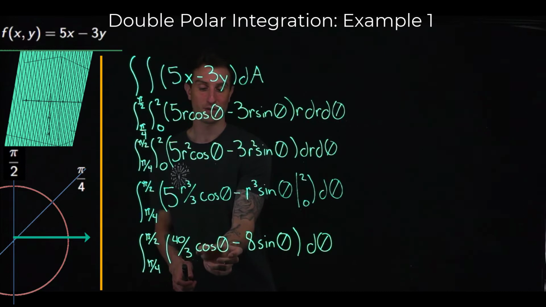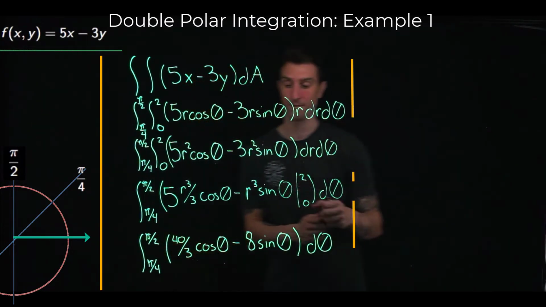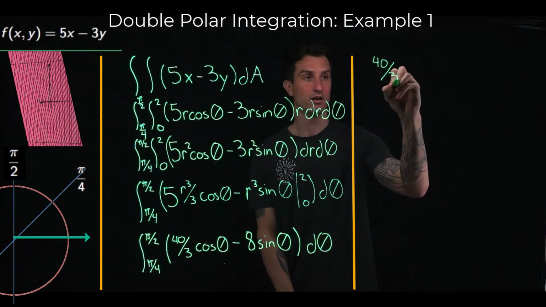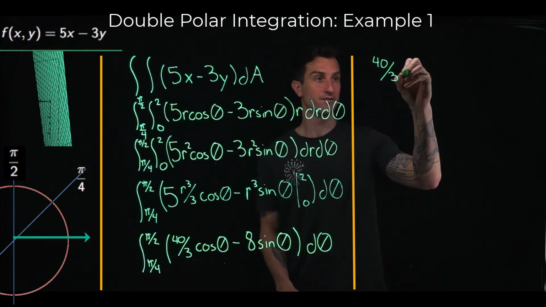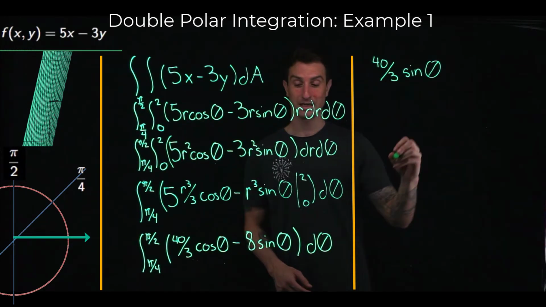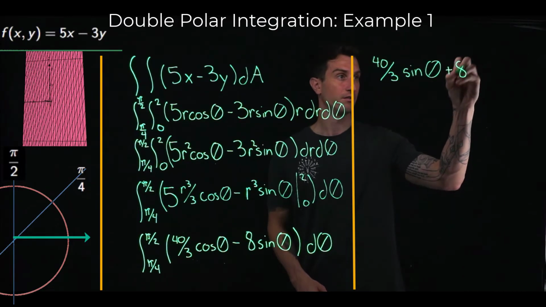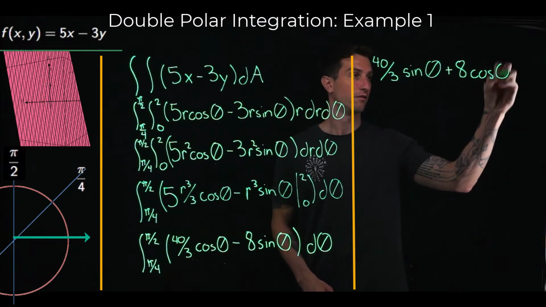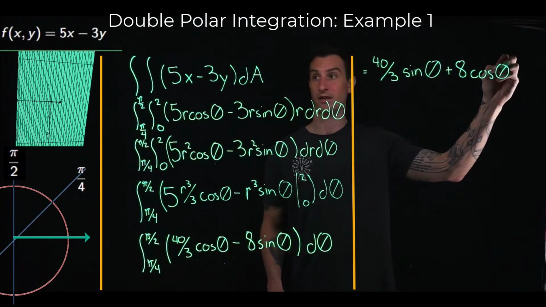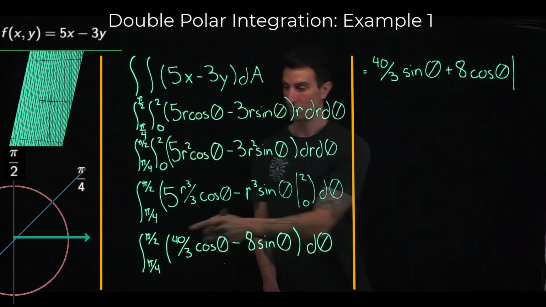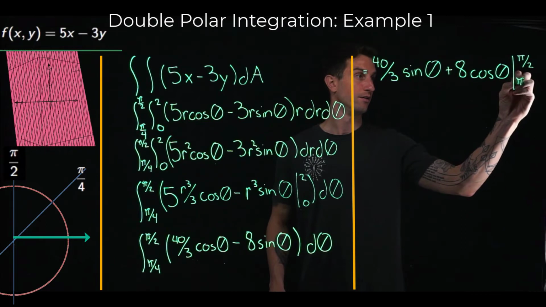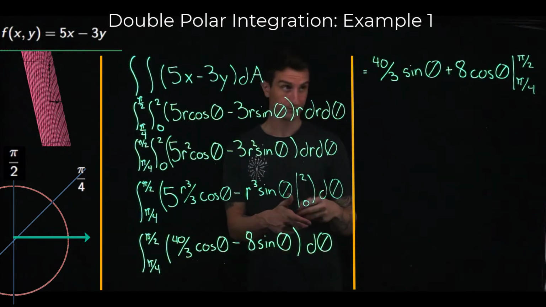Let's go ahead. Where does a positive cosine come from? We'll write it over here. So we have 40 over 3. A positive cosine comes from a positive sine. And a negative sine comes from a positive cosine. So we'll just put the equal sign over here. And we still need to evaluate between pi over 2 and pi over 4. So we do have a little bit more work to do here.